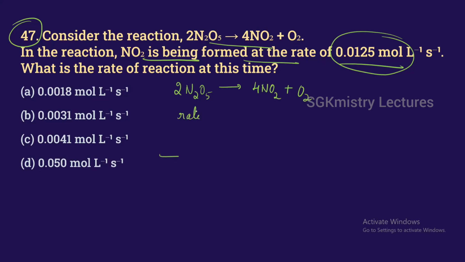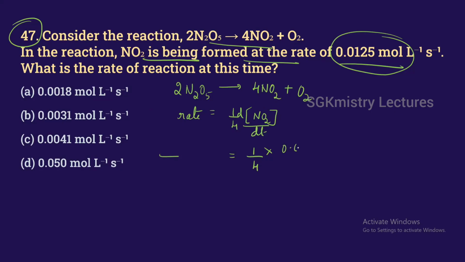So rate can be written as 1 by 4 into d[NO2] by dt. In the reaction, NO2 is being formed at the rate of this much. It's already given, the rate of formation of NO2. What is the rate of the reaction at this time? So directly you're going to calculate using this. The rate is equal to 1 by 4 into change in concentration of NO2 by change in time.